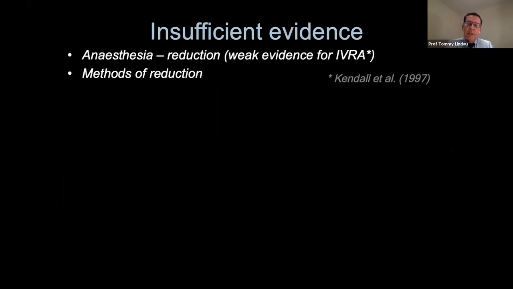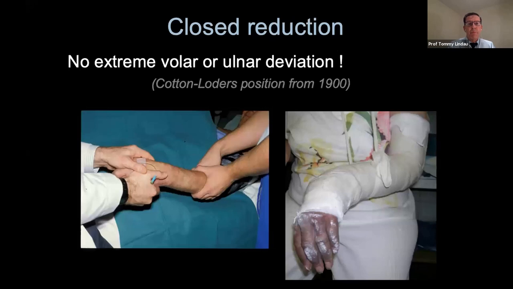So here starts the sad adventure and journey that we have insufficient evidence regarding quite a few things. So when it comes to anesthesia, whilst we reduce this displaced fracture, there's some weak evidence for intravenous regional anesthesia, but there's no evidence for which type of reduction we should use. So this is what happens, and you can see on the left slide that there's a Venflon for the intravenous regional anesthesia, and it's basically a pulling exercise.